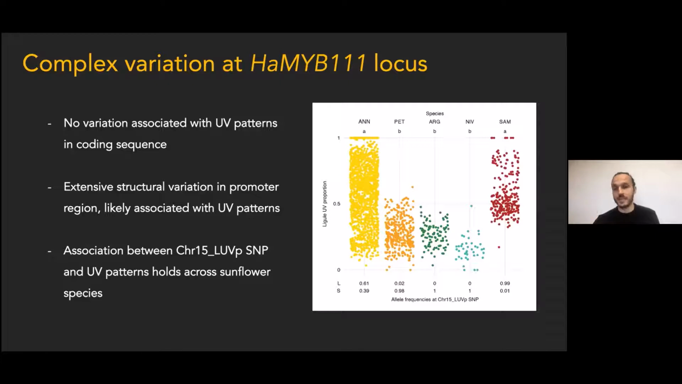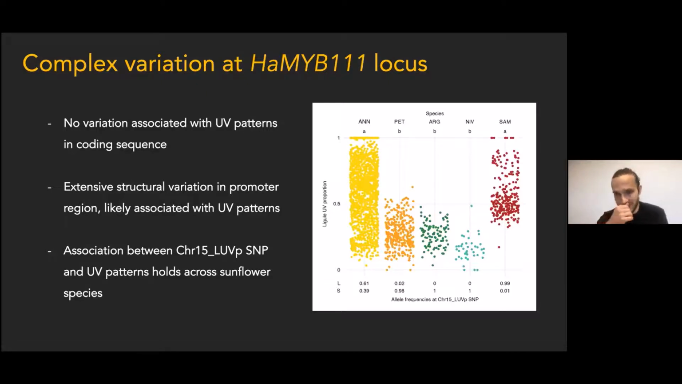And in this case, instead, we found that there seems to be an association between the structural variants that are close to the SNP that has the strongest association in the GWAS analysis. So a lot of the structural variance seems to be associated with large or small UV patterns, meaning that it's probably, again, something in the promoter that changes the way this gene is regulated in different lines.